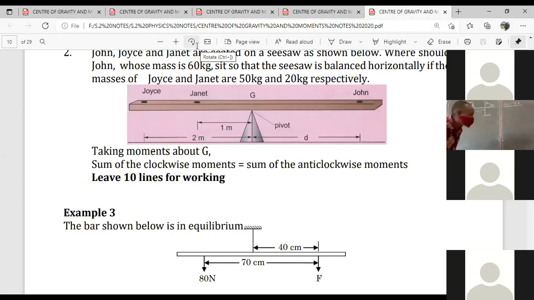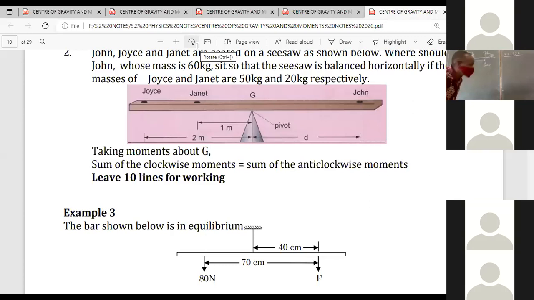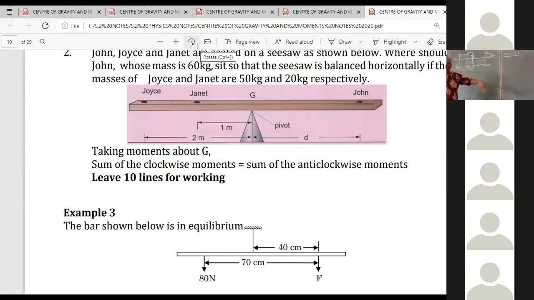Okay, so this is the diagram. This is 1 meter. And then Janet is 1 meter from the pivot. Joyce is 2 meters from the pivot. John is at D from the pivot. So this diagram now summarizes the information. We can rewrite the same condition, at equilibrium.